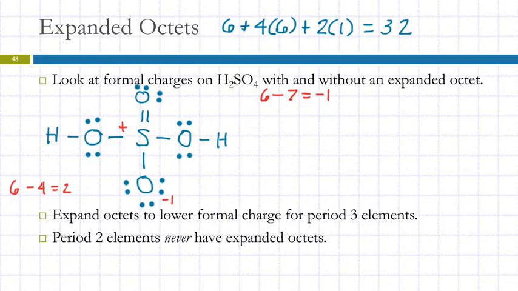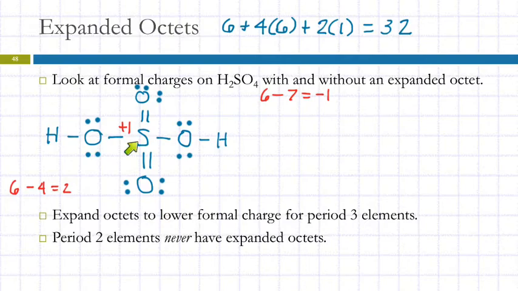Plus 1. So that's better. But then we've got this oxygen down here with a negative 1 formal charge. We could do the same thing. Take one of its lone pairs and make it into a bond. And then we've got an oxygen with an octet and 2 bonds. That's a 0 formal charge. It gets 2 electrons from the double bond plus its 4 lone pairs. So it's going to have a 0 formal charge.